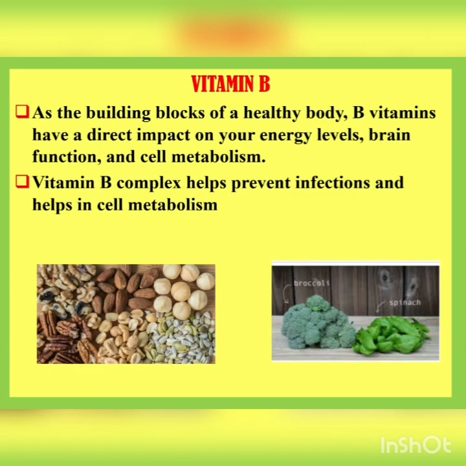Next is vitamin B. The sources of vitamin B include green leafy vegetables, as given here, broccoli and spinach, soya bean, milk, beans, peas, etc. It is required for healthy skin and proper functioning of nerve cells. Vitamin B complex, which is also a part of vitamin B, helps prevent infections and helps in cell metabolism, that is, the functioning of cells.